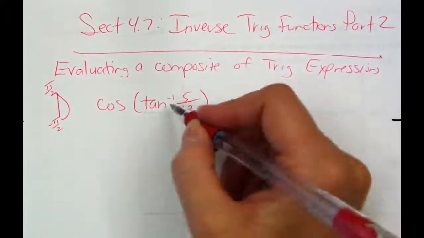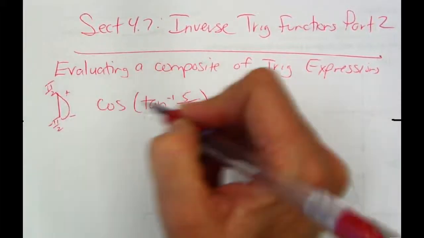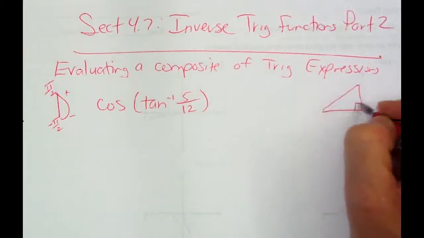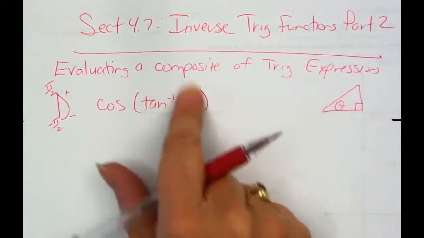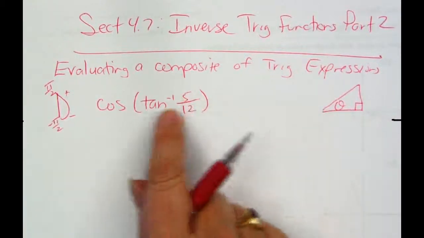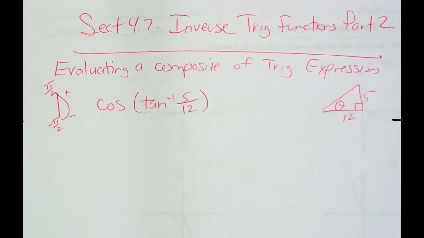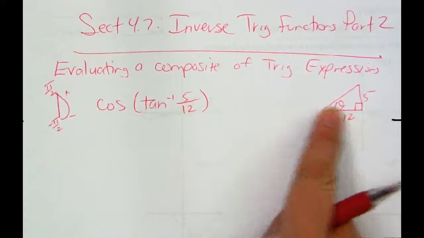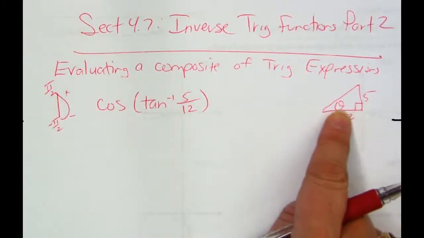This is going to be a quadrant 1 answer, so I might as well just sketch out a quadrant 1 triangle. This theta is the angle measurement I'm trying to figure out. When I take the tangent of it, I get 5 as the opposite and 12 as the adjacent. So there's my theta: the inverse tangent, whatever degrees or radians that is.